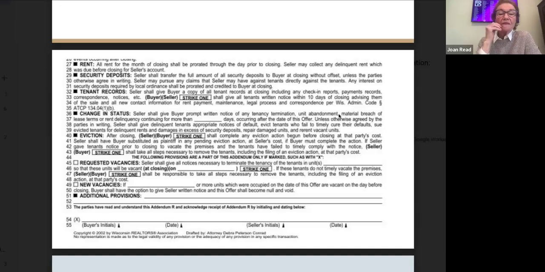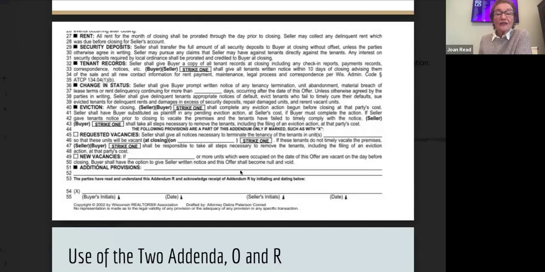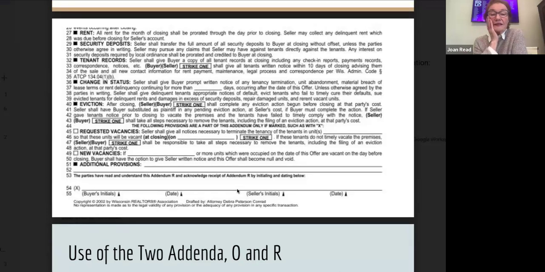Change in status, make sure that they are going to be changing, if they are going to be out before closing. And then what happens with eviction? Who's responsible for the eviction? Is it the new buyer or is it the current seller? You have that option. And the following provisions are part of this addendum only if marked with an X. And that's how I explained it. And that is mark with an X, requested vacancies.